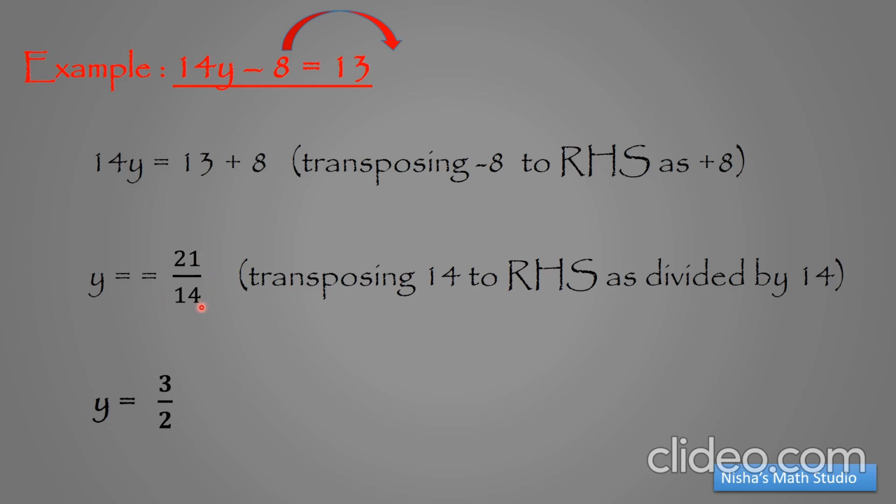21 and 14 go in the table of 7. So 7 twos are 14, 7 threes are 21. y is equal to 3 by 2 is the solution for this equation.